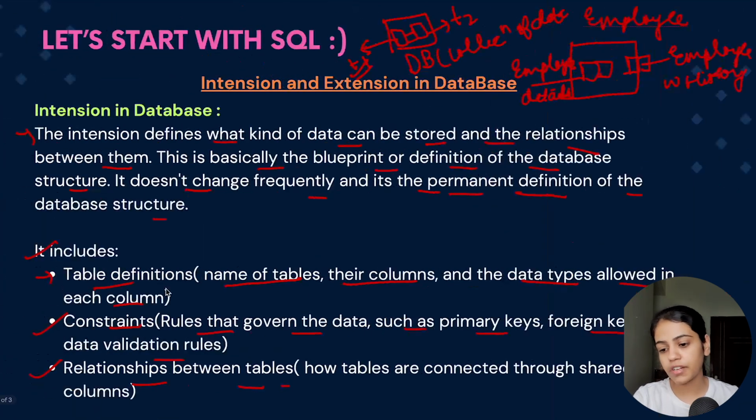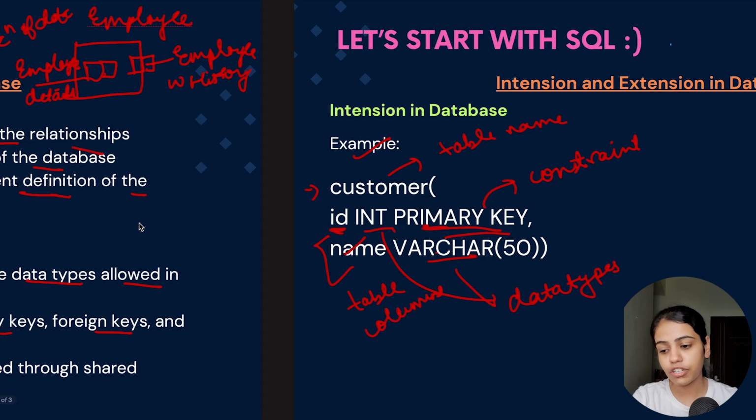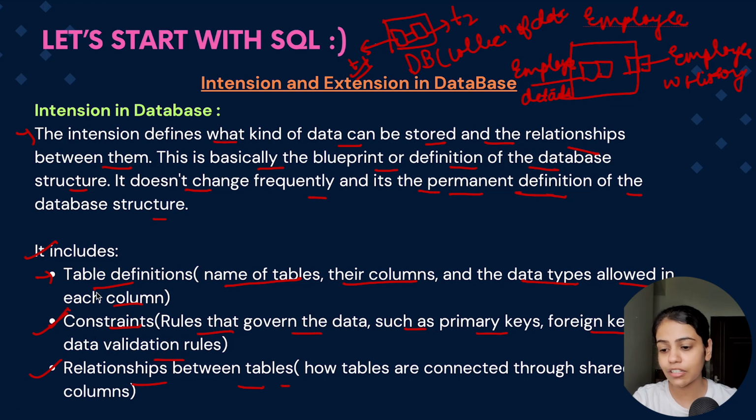So this proves our first point, that it includes the table definition, that is the name of the table, its columns and data types allowed. Now the second thing which you can see here is a constraint, which is a primary key constraint. There is a rule on this ID column that ID should always hold unique as well as not null values. It can't hold any duplicated values because of this primary key constraint. So it also proves our second point, that it includes constraints.